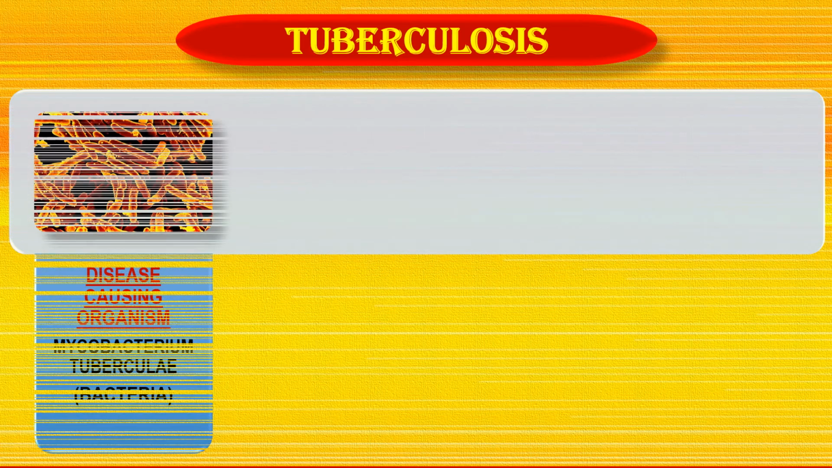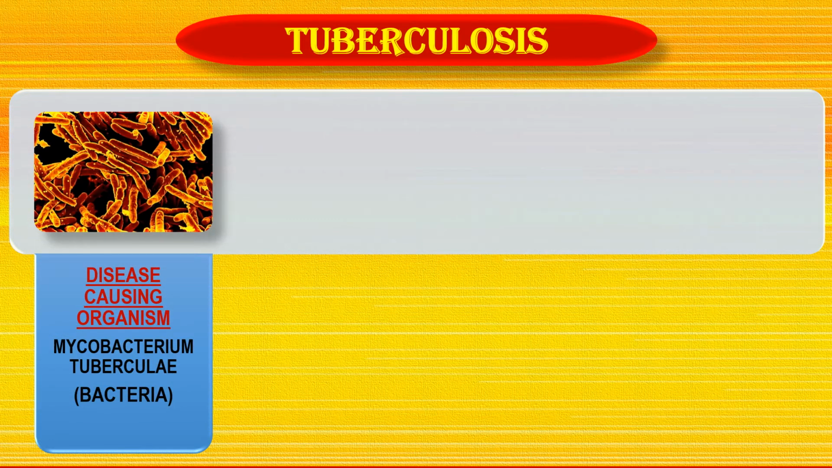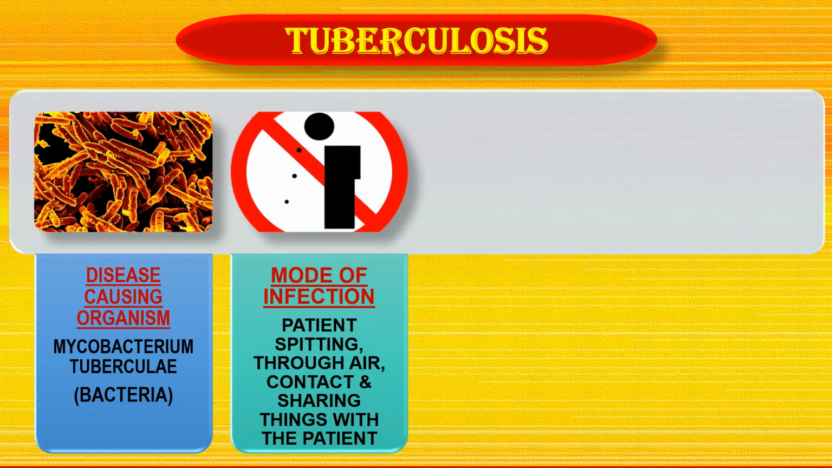Tuberculosis. The disease-causing organism is Mycobacterium tuberculosis. It is a bacteria. The mode of infection, or how the person gets infected, is because the patient may be spitting through air, or by contact or sharing things with the patient or a person who has already got tuberculosis.